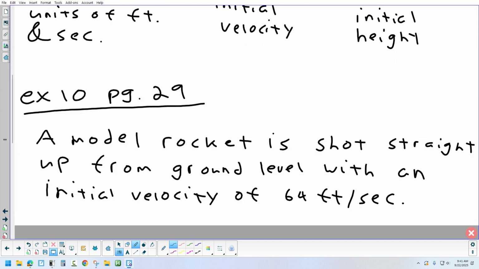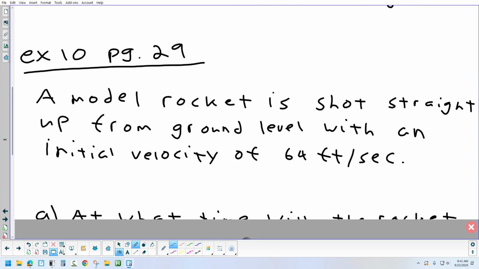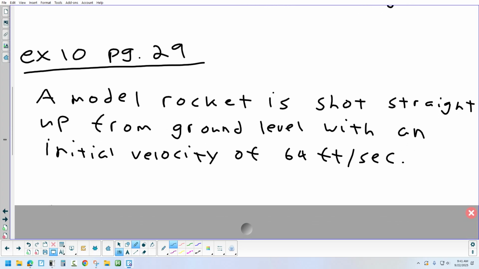So here's the information they give us. It says that you're shooting a rocket straight up from ground level, and the initial velocity, the initial speed of the rocket, is 64 feet per second. Okay, so first thing we should do, even if we don't know what they're going to ask us yet, is put all that into the equation up above.